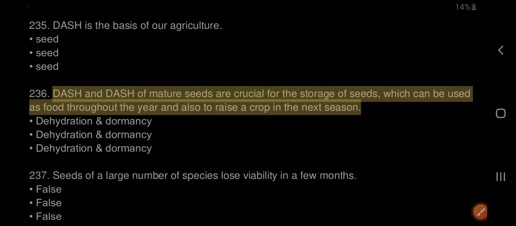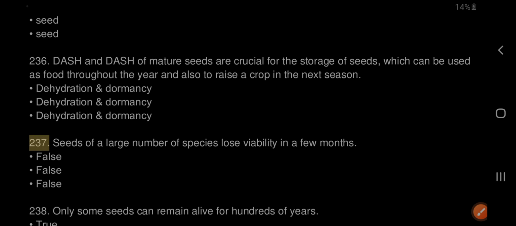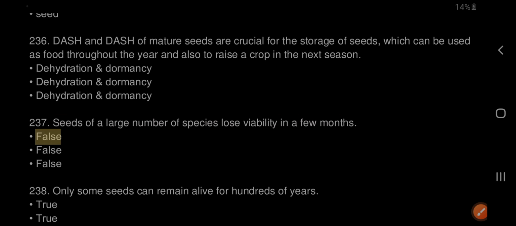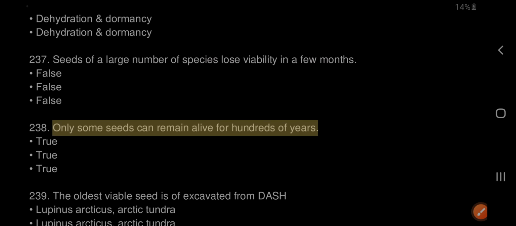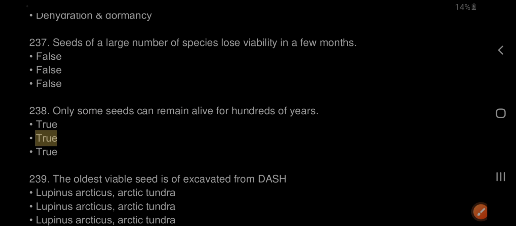237. Seeds of a large number of species lose viability in a few months. False. 238. Only some seeds can remain alive for hundreds of years. True.